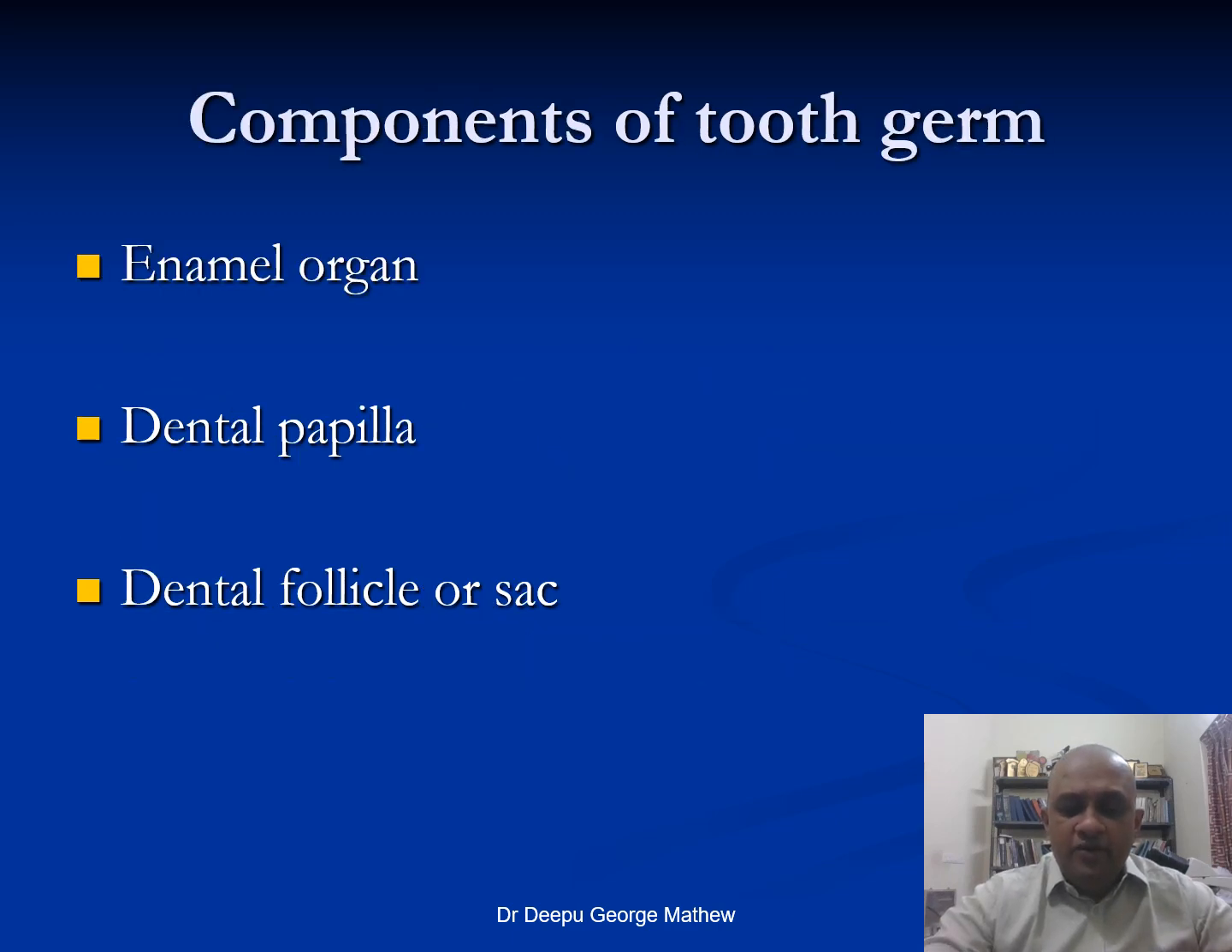So what are the different components of the tooth germ? We have enamel organ. So enamel organ is an ectodermal structure, and it is from this enamel organ enamel is being formed. Then what we have is a dental papilla. Dental papilla is an ectomesenchymal structure. It is from where dentine and pulp is being formed. And dental follicle or dental sac is again another ectomesenchymally derived structure. It is from where the cementum, periodontal ligament, and alveolar bone is also being formed.